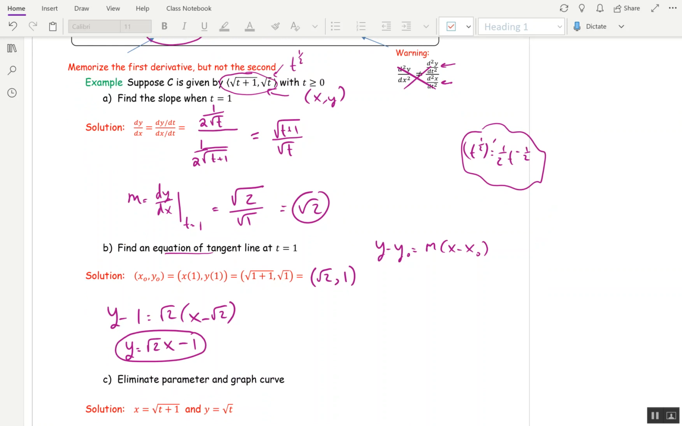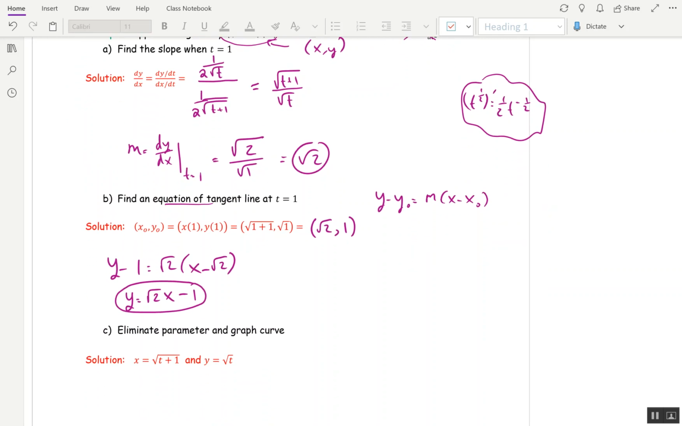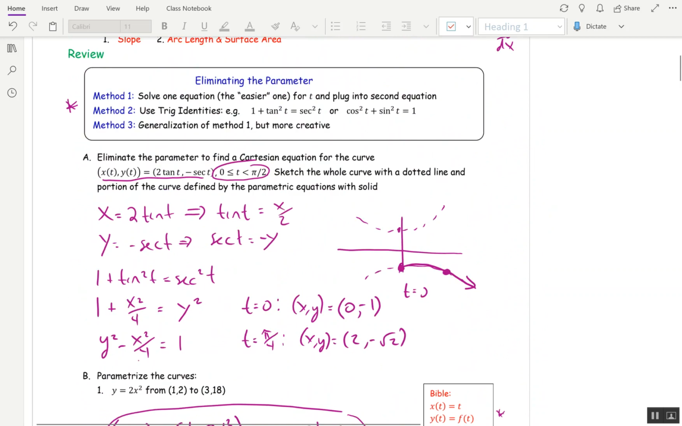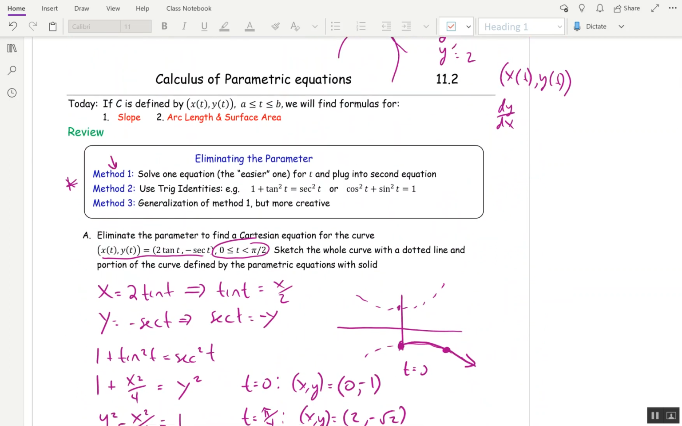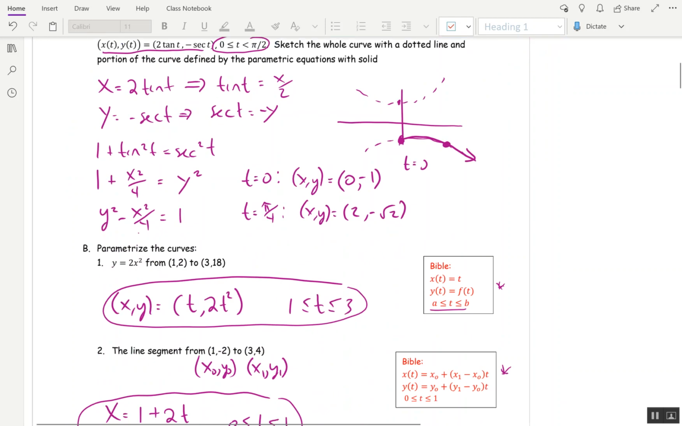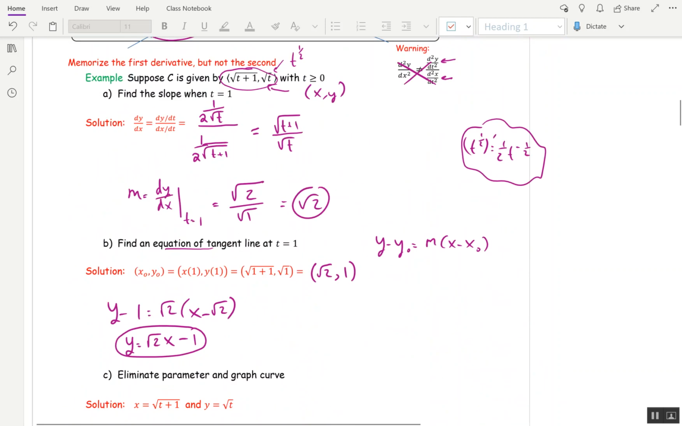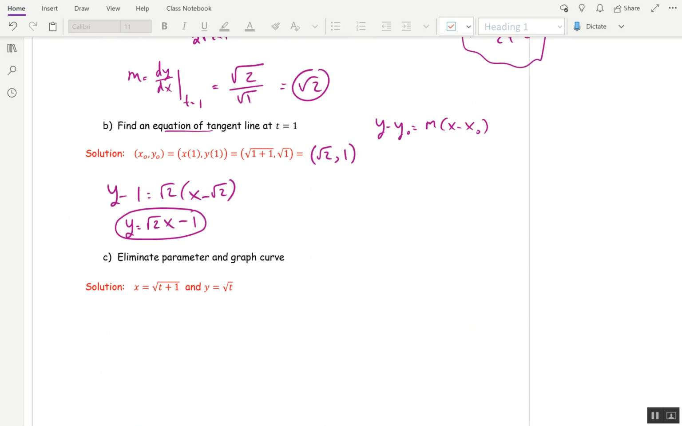Eliminate the parameter and graph the curve. Okay, so when you're eliminating the parameter, in this case, go back to the first page, we're going to use method 1: solve one equation for t and plug it into the second equation. So the question is, which equation do we want to solve for t? Let's see, I think I'll solve this one for t. This gives me t is y squared. And now plug that into here. x is the square root of y squared plus 1.